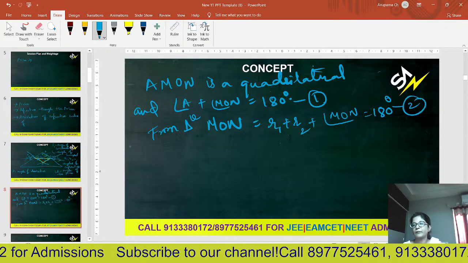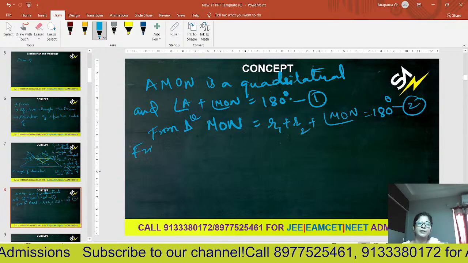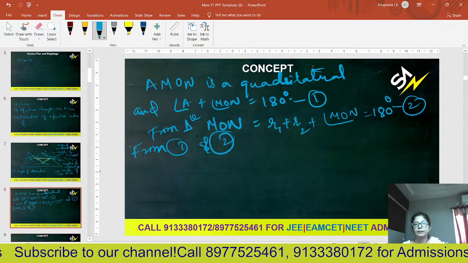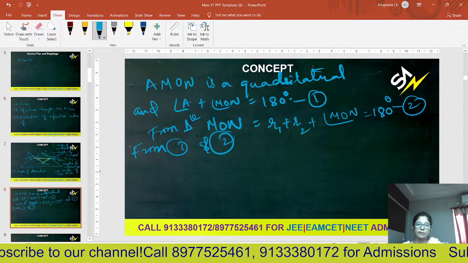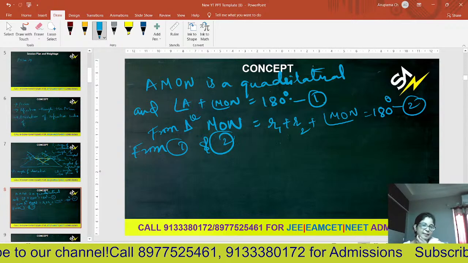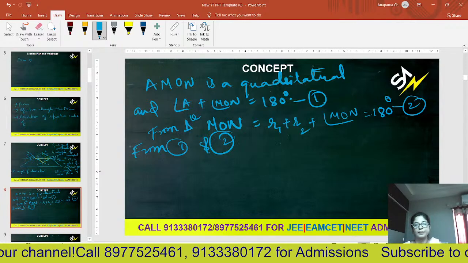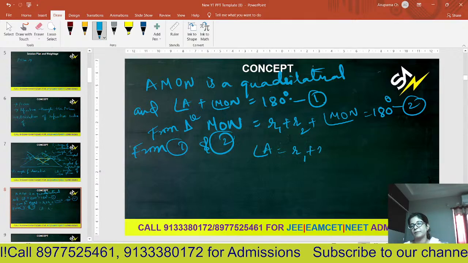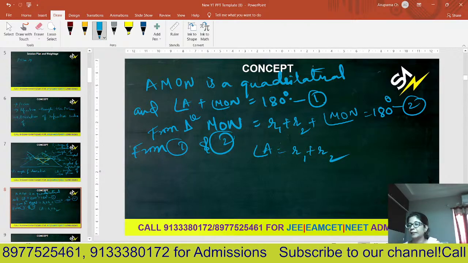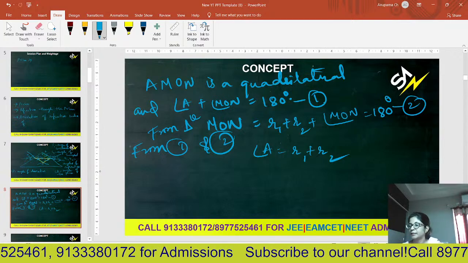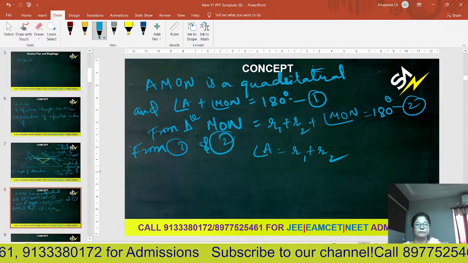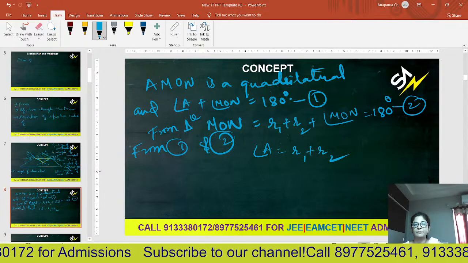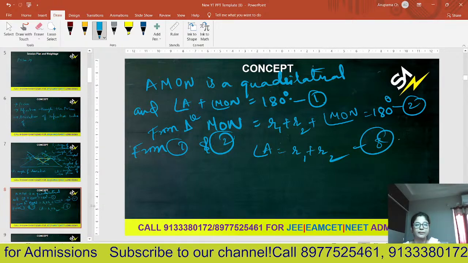Now compare 1 and 2. From 1 and 2 what will you get? MON is common on both the LHS, and 180 is common on the RHS. So I can write angle A is equal to R1 plus R2. Means the angle of the prism is equal to the sum of the angles of refraction. Right? A is equal to R1 plus R2. Let us take this as 3.